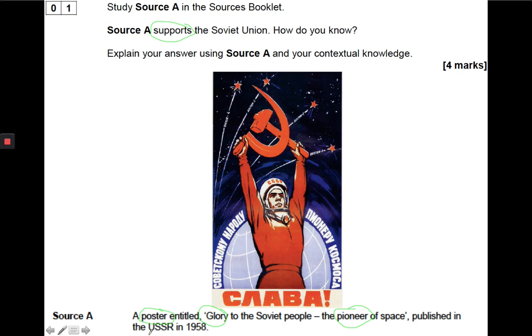What I should have said earlier is that this is a poster made by the USSR. So that's interesting to note that it's their propaganda. And then probably most important of all, we've got the date on here, 1958. One year after the USSR sent the first man-made satellite into space to orbit the Earth, Sputnik, and that was on the 4th of October. Now that's the exact kind of contextual knowledge that you'll need to bring into the answer.